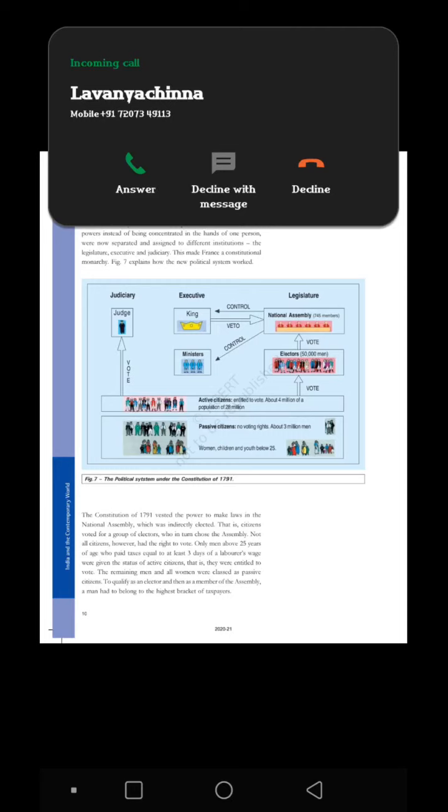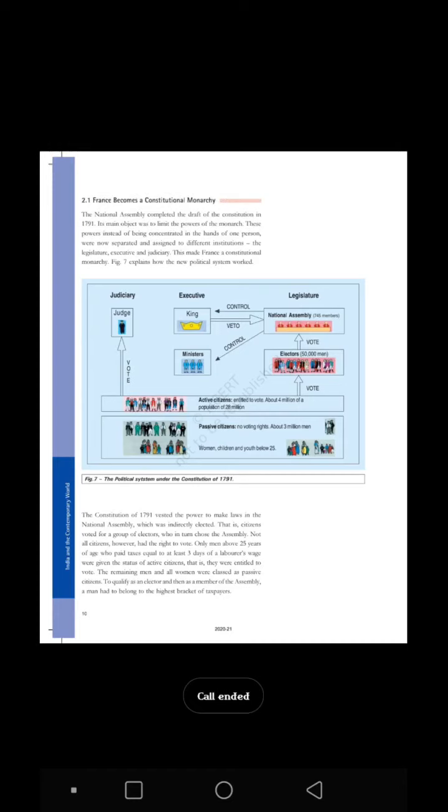Take a look at figure 7, the political system under the Constitution of 1791. Judiciary, judge, oath. Executive, king, control, veto. Legislative, National Assembly, 745 members, ministers control. National Assembly, 745 members, vote, electors 50,000 men, vote. Active citizens entitled to vote, about 4 million of a population of 28 million. Passive citizens, no voting rights, about 3 million men. Women, children, and youth below 25.